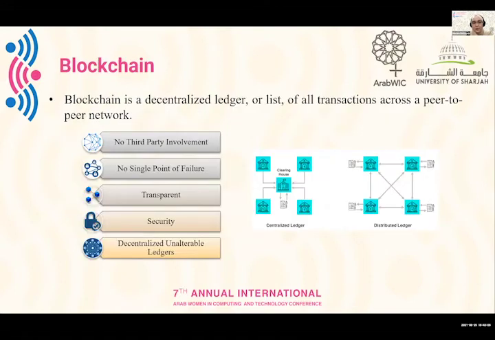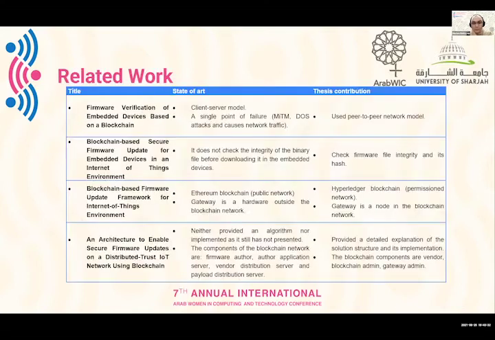So why did we use blockchain technology with the IoT devices in order to securely download the firmware update? It's because blockchain has the following characteristics. There is no third-party involvement. There is no single point of failure. It is transparent, secure, and also if anyone tries to change anything in the ledger, it cannot be done.